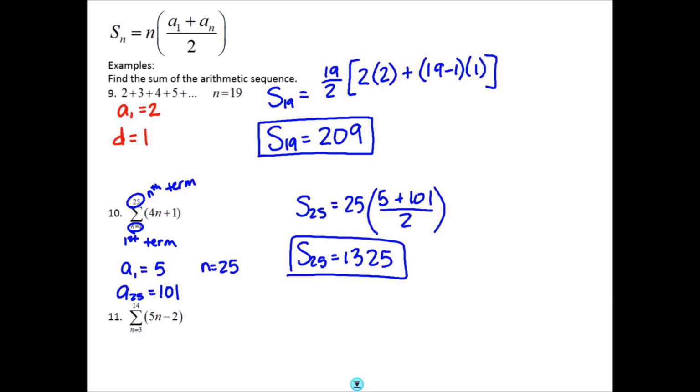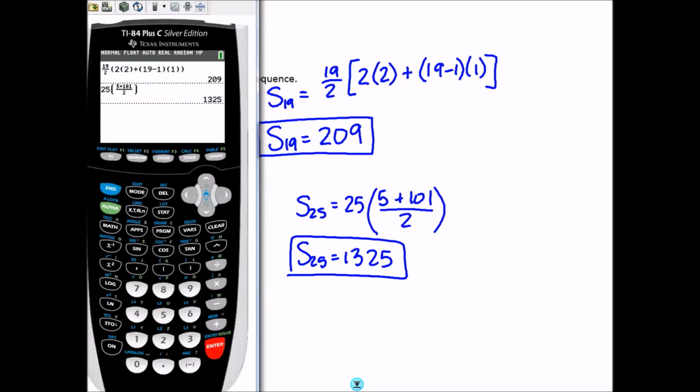But there is also a sigma function on the calculator. If you go to math and you scroll down to summation, you can see there's a sigma there. It brings up this sigma for you to type in, and you just fill it out the way it's written on the problem. So we have x equals 1, and then there's a 25 on top of the sigma, and then we have 4x plus 1 in the parentheses. When you click enter, it verifies that we got the same answer that we did with the formula.